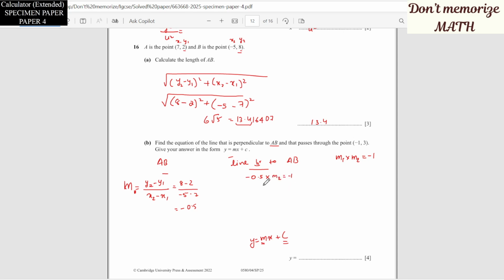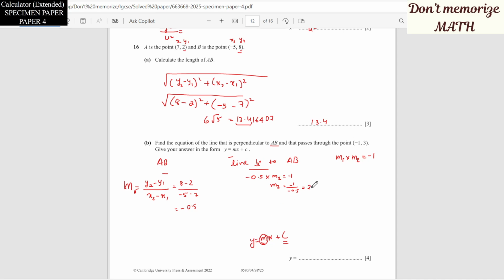Since you have a calculator, no need to take minus 1 over 2. If you are taking it also, no problem, you will directly get 2 for the second one. So m2 will be equal to minus 1 over negative 0.5, it is 2. You can check the calculator. So we got the value of the gradient for the line, right? So we got the gradient.